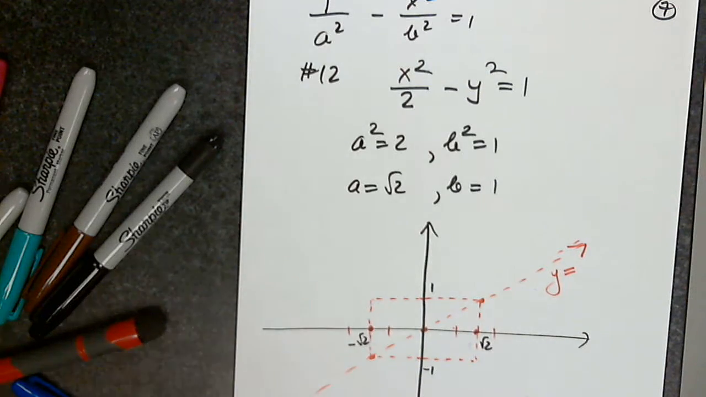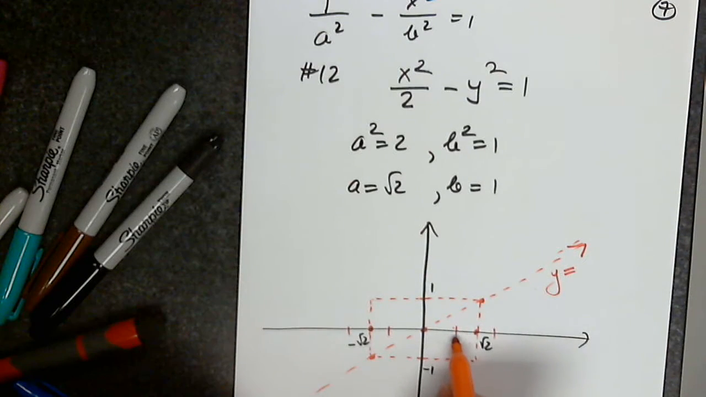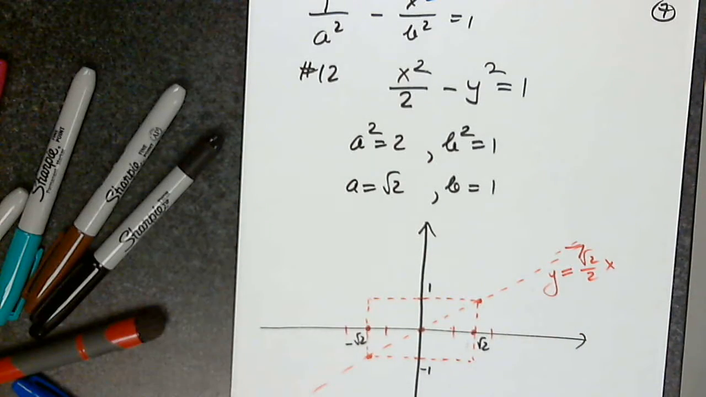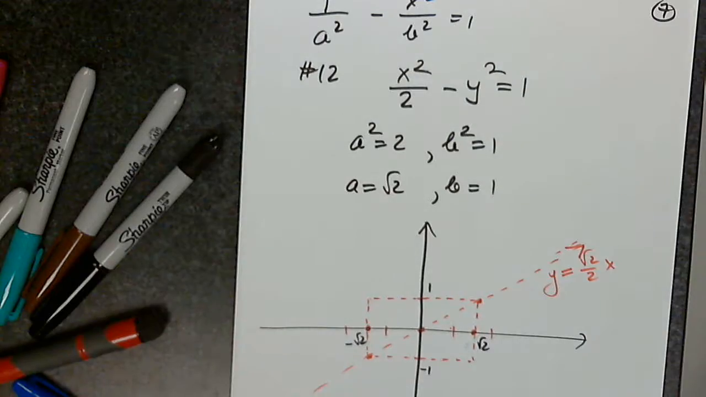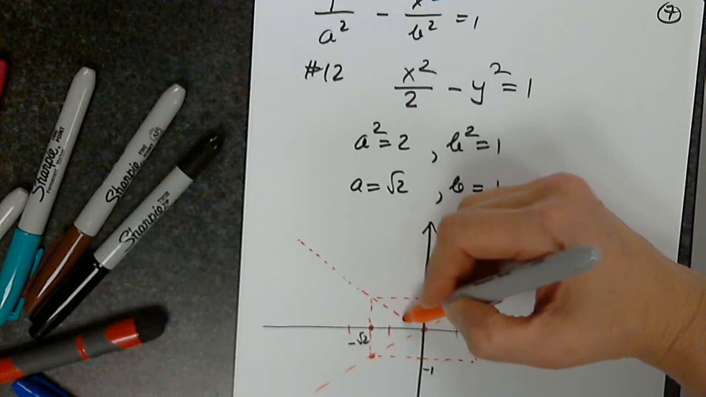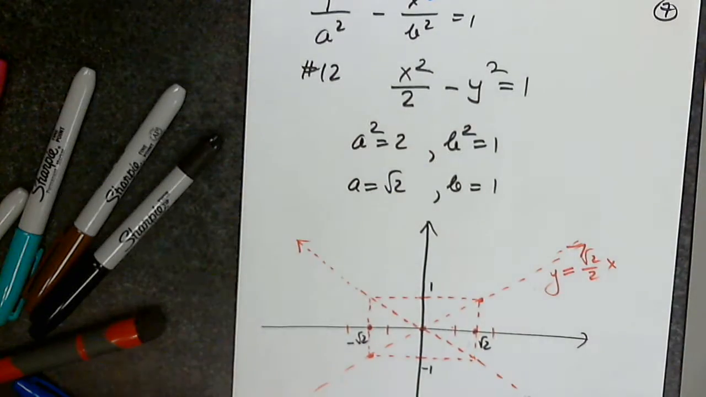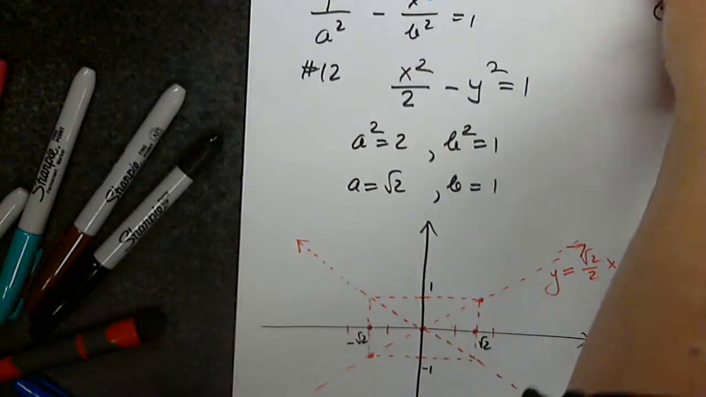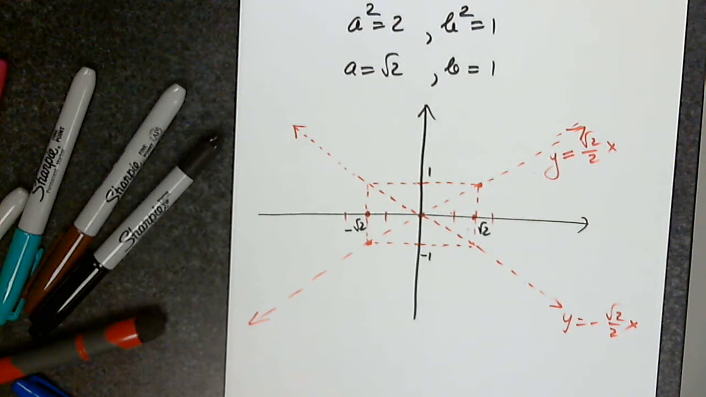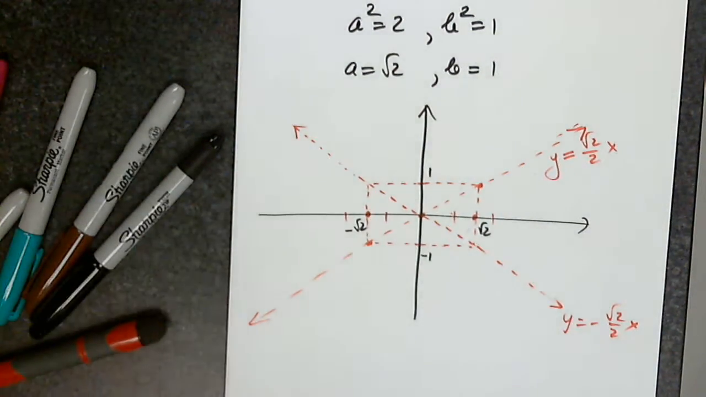Rise 1, run the square root of 2. So 1 over the square root of 2, or the square root of 2 over 2. So it's rise over run. That's the slope. Exactly. The equation is y equals the square root of 2 over 2 x. Excellent. Perfect. And the other one must be the one with negative, right? So please, anyone give us the equation of this. Yes. So this is y equals negative the square root of 2 over 2 x, because it's rise over run, but it's a negative slope.